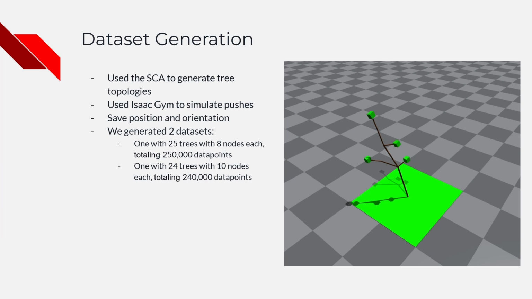To simulate pushes, we applied a random force to a random tree node. With this method, we generated a primary dataset containing 25 trees with 8 nodes that were each subjected to 10,000 push interactions. An additional secondary dataset containing 24 10-node trees was constructed to test for generalizability.